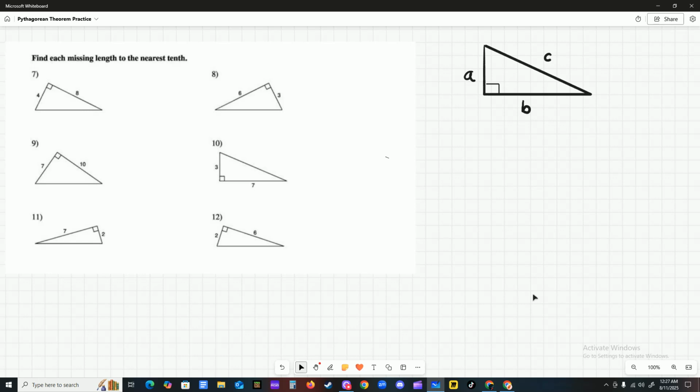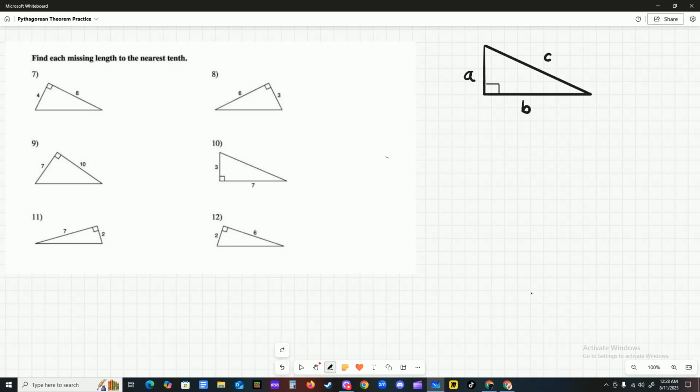Alright, what's up guys? In a video I uploaded on my YouTube channel, I proved something called the Pythagorean Theorem. So if you want to know the proof of it, you can go check that out. But this time we're going to use it to solve for the missing length for these following triangles.